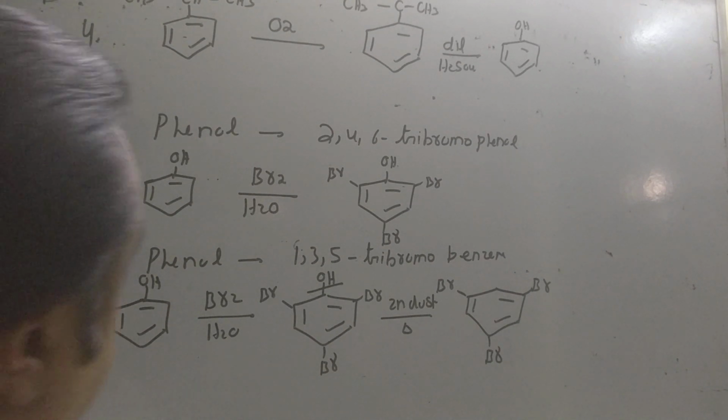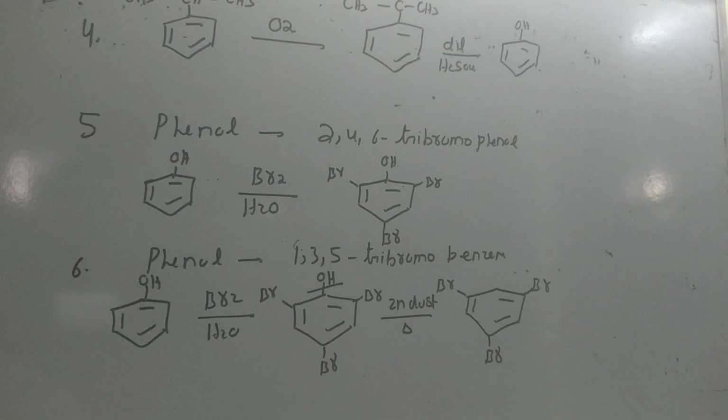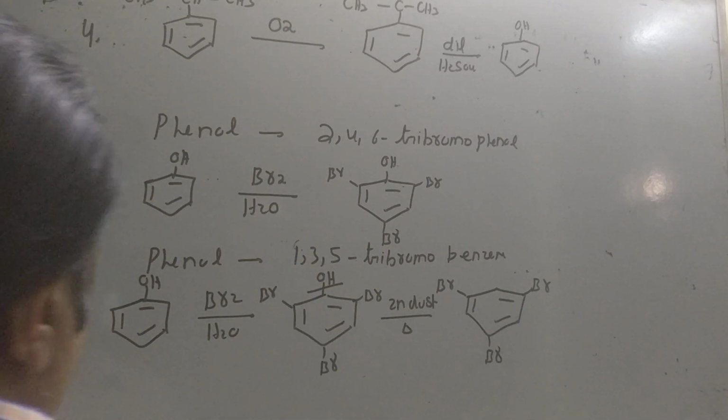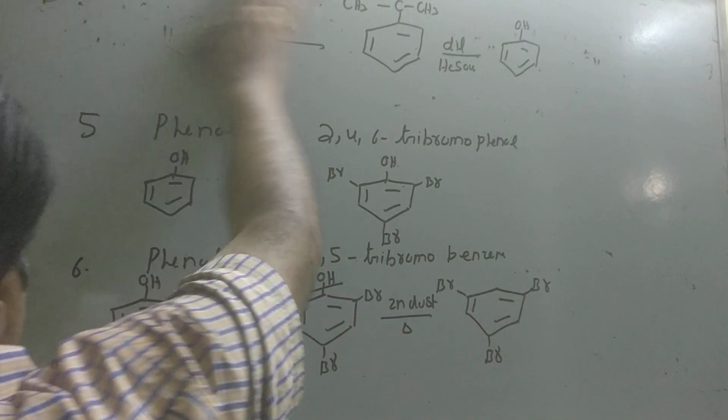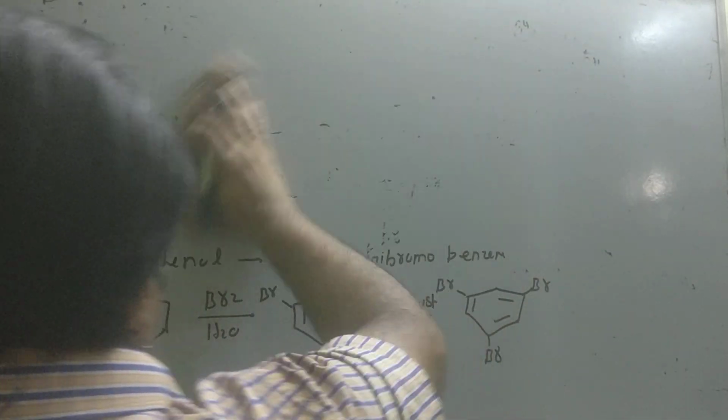So these were the other three conversions. Number one, cumene into phenol, application of cumene process, just to revise. Fifth one was phenol into 2,4,6 tribromophenol, electrophilic substitution reaction with halogen. Next one was phenol into 1,3,5 tribromobenzene, again extension of this particular reaction. There were 3-4 more conversions, you can have a look at it.